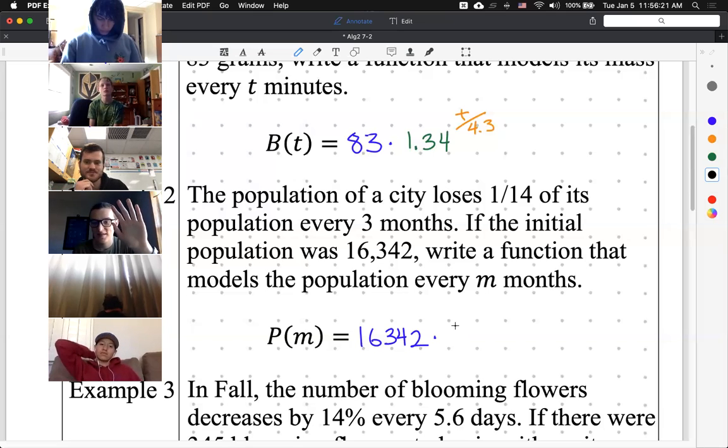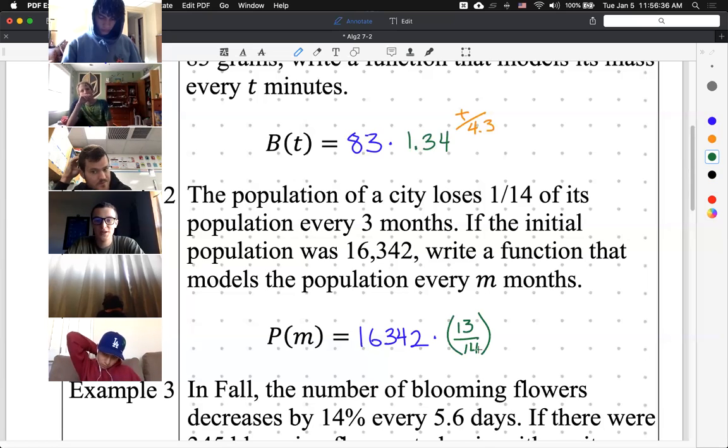Let's get some help for Wyatt. Would you multiply that 16,342 by 13/14? You do. How'd you get that? So if it loses 1/14 of its population every 3 months, then we know that 14/14 is 1. So it'd just stay the same if it was 1. So I subtracted 1/14 from that because you're losing it. So it's 13/14. So you had 14/14 minus 1/14, and you got 13/14.